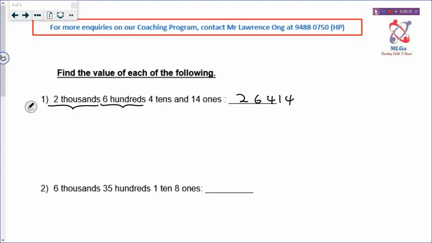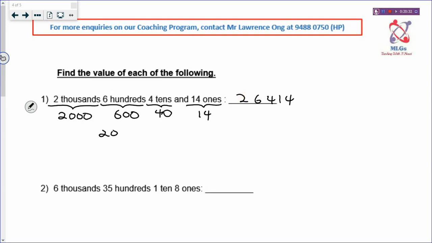Change the words again one by one into numerals. So 2,000, 600s, 4 tens means you put the 0 behind, 14 ones means 14 times 1, or still 14. And then what do you do? You add them together.